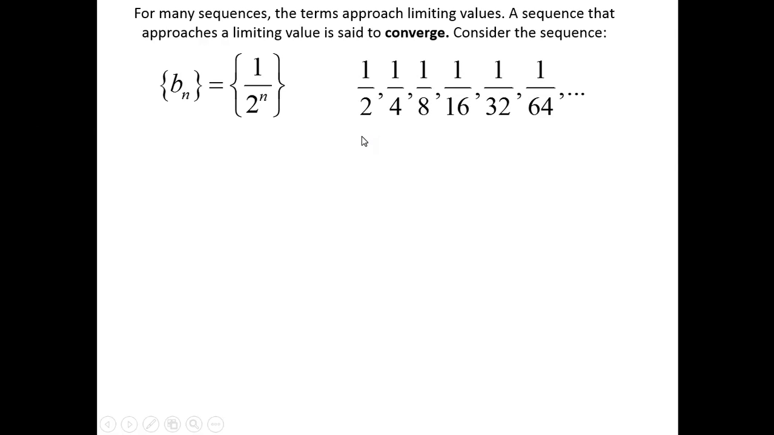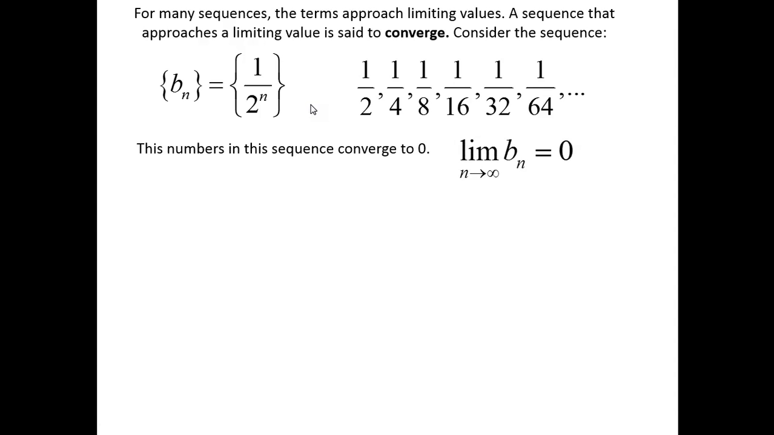So think about, if we put in values for n, starting with n equals 1, we have 1/2. If n is 2, we have 1/4. N equals 3, we have 1/8, etc. You can see what's going on. As n goes to infinity, as n gets large, the fraction approaches what? 0. So we would say the numbers in this sequence converge to 0. And we could also write this as the limit of the sequence as n goes to infinity. And you can see clearly that that would be 0.